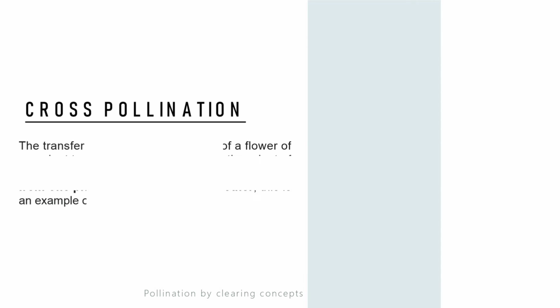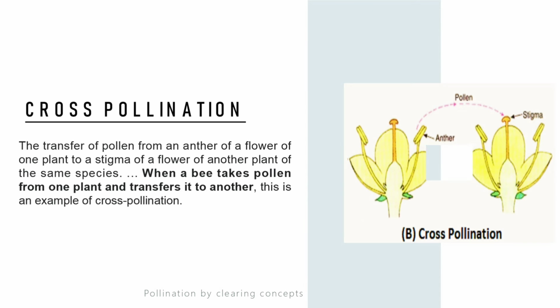And now let's talk about what is cross-pollination. Cross-pollination is the transfer of pollen from an anther of a flower of one plant to a stigma of a flower of another plant of the same species. Say for example, when a bee takes pollen from one plant and transfers it to the other plant, this is an example of cross-pollination. You may refer to the diagrammatic view of self and cross-pollination to understand the process, like how it happens from where to where.